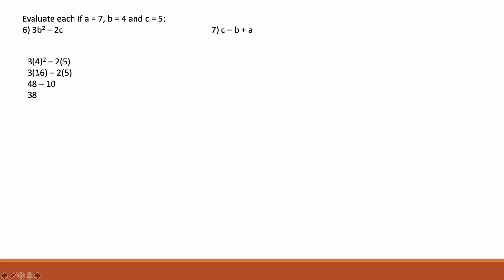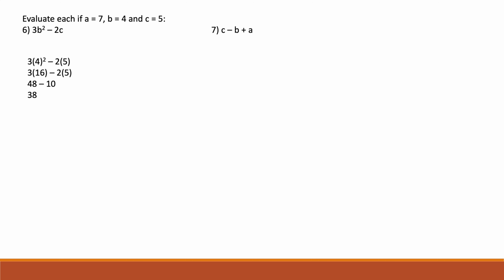So I do both multiplications. 3 times 16, going left to right, is 48. 2 times 5 is 10. And 48 minus 10 is 38. So there's the correct answer. The big understanding we're looking for is that you know to do that exponent first. 3 times 4 squared. Don't multiply by 3 first. PEMDAS. Parentheses, exponents. Do the exponent first.